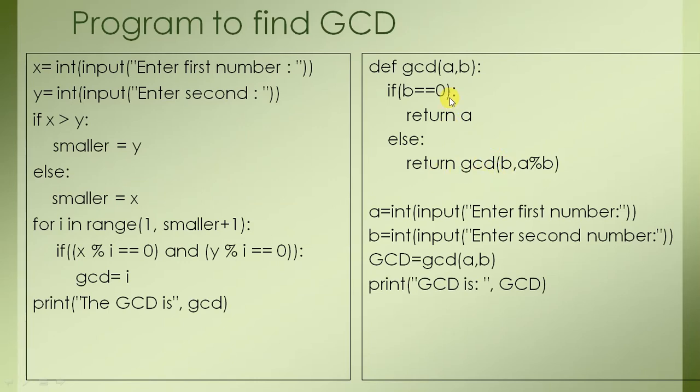One is the base case, another is the recursive case. The base case is, if B, the divisor, is 0, then you should return A as the GCD. Otherwise, you should go for the number divided by its modulus. So this is the basic mathematical idea in finding HCF or GCD.